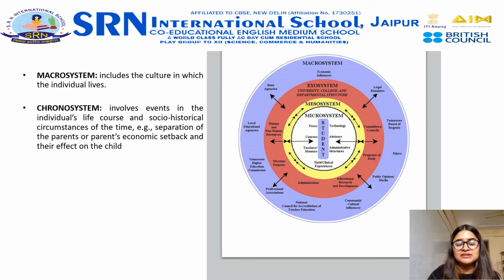Alright, so this can mean that some events affect an individual's life course, right? Or some circumstances that the child is presently in. So it could mean that the child is facing a separation of his or her parents, or that the child is facing economic setback because of the parents, or we can say how these events, the separation and the economic setback, are affecting the child. I hope that you understood this. Now let's move on to the next slide.